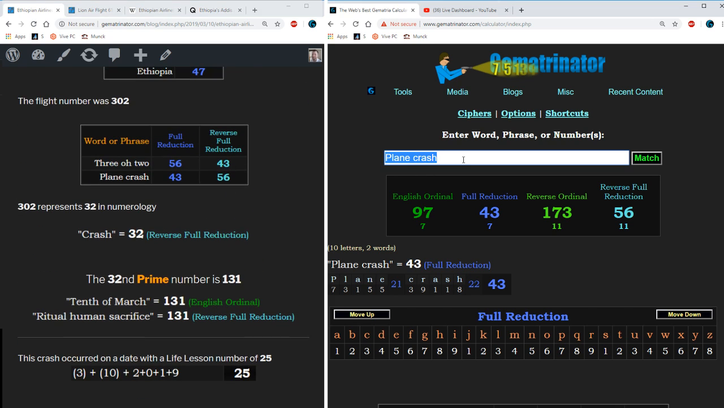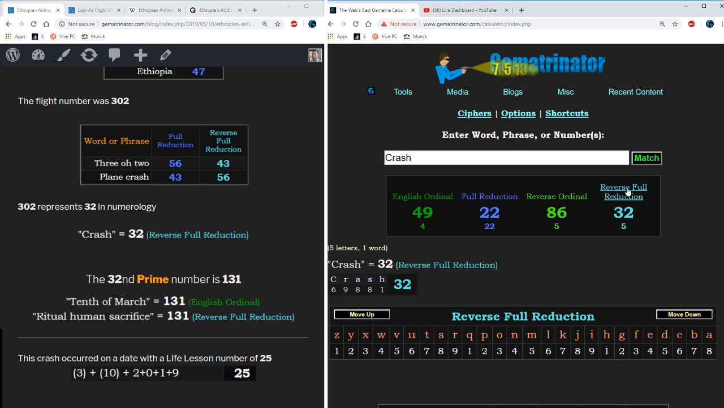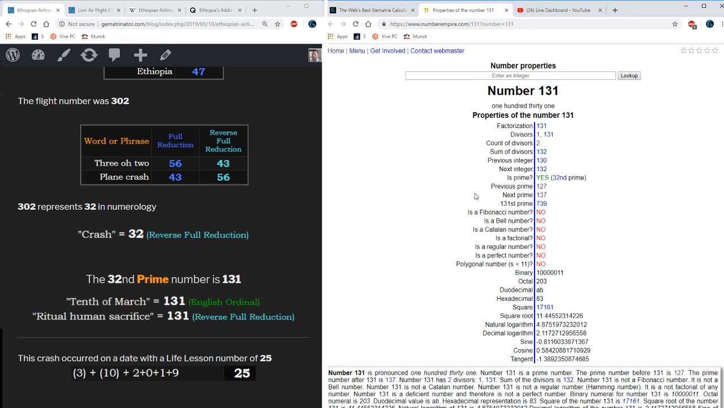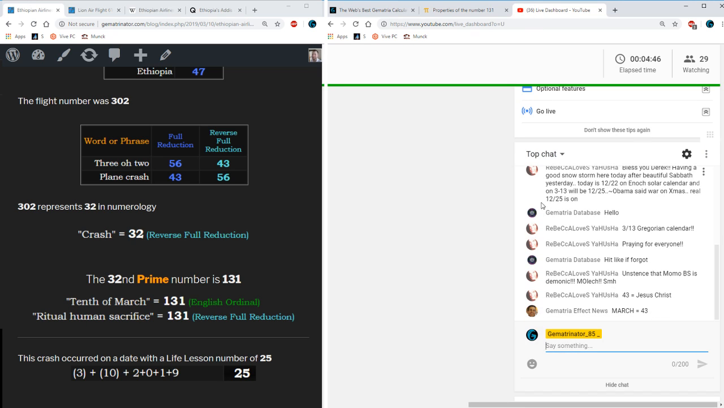In numerology, the number 302 represents the number 32, since zeros can be ignored. The word crash equals 32. The 32nd prime number is 131, and today is the 10th of March. Prime numbers are perhaps one of the most significant relationships in this study to understand, and these are definitely used in everything.